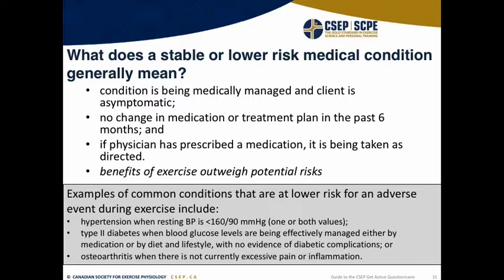Some common conditions that are at lower risk for an adverse event during exercise include established hypertension when the resting blood pressure is less than 160 millimeters of mercury for systolic and 90 millimeters of mercury for diastolic. Type 2 diabetes when blood glucose levels are being effectively managed either by medication or by diet and lifestyle with no evidence of diabetic complications, or osteoarthritis when there's not currently excessive pain or inflammation. And I'm sure all of you can think of examples of people who may have one of these conditions who would truly benefit from increased physical activity, and being sedentary is probably the greater risk.